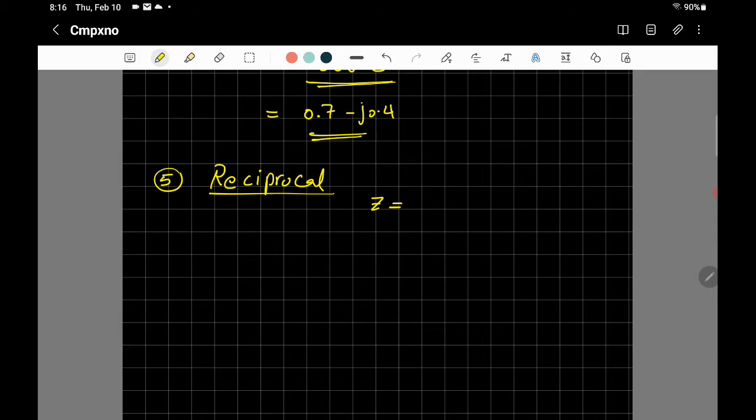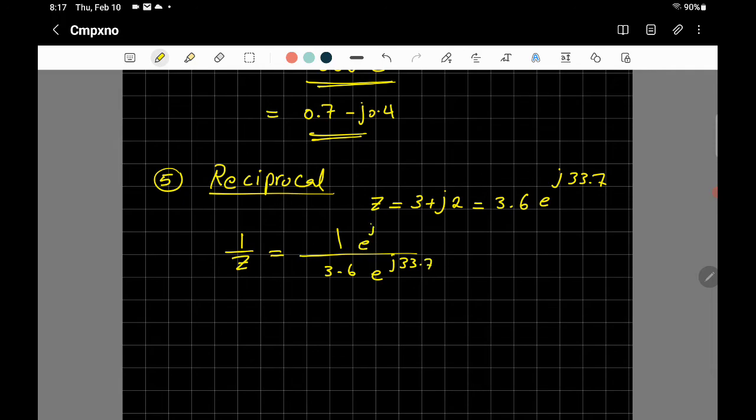z1 was given as 3 plus j2, and in polar form it was given as 3.6 e^(j33.7), and it's required to find the reciprocal, which means 1 over z. So how to define 1 over z? It's very easy, because if you write it like that, it will be 1 over 3.6 e^(j33.7). You can consider 1 as 1 with the angle 0, right?